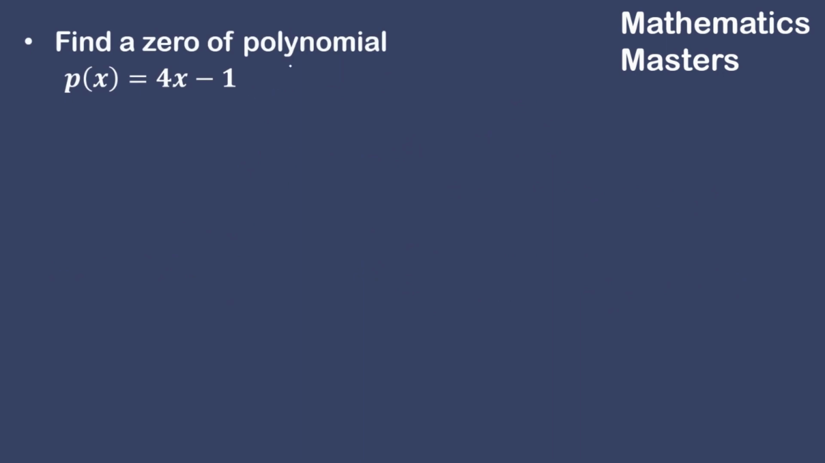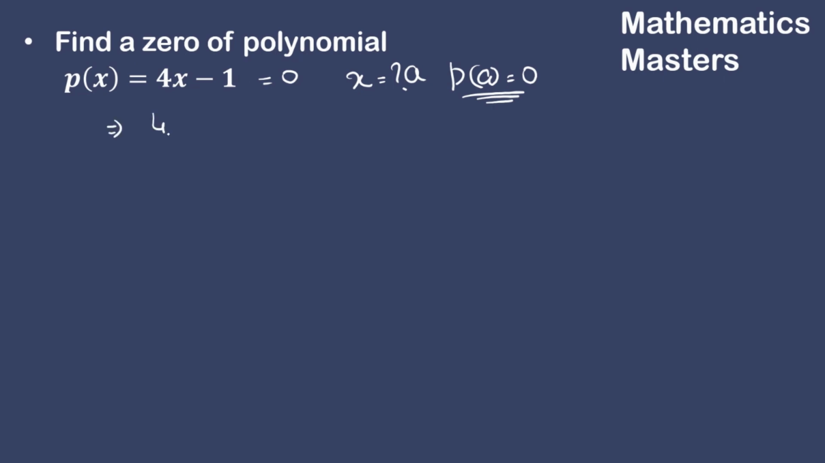The zero of a polynomial p of x equals 4x minus 1. Again, our motive is to find that value of x, let's say a, for which p of a should be 0. Our sole motive is to make the value of the polynomial 0. So let's put the polynomial equal to 0. We substitute p of x: 4x minus 1 equals 0, and then we'll solve for x.